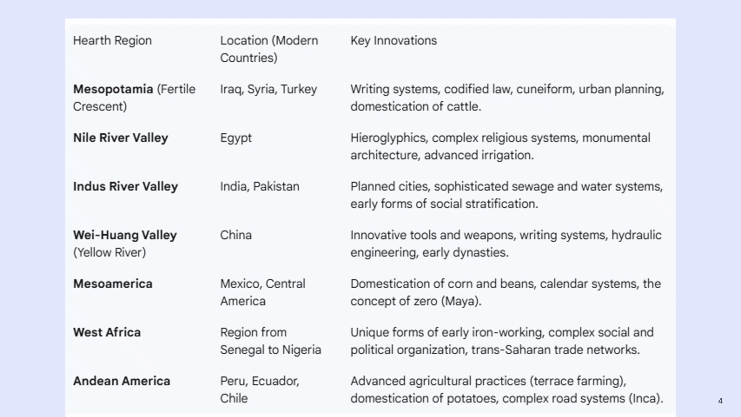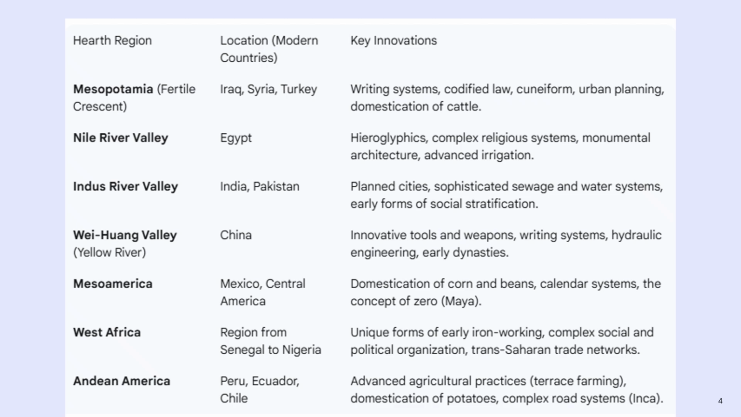We have the Weihuang Valley, or the Yellow River Valley in China, and this is where we find influence of innovative tools and weapons, a writing system, hydraulic engineering, and then some of China's earliest dynasties located in that region. When I lived in China, I lived in a city called Zhengzhou, which was one of the ancient capitals of China. And it is in this Yellow River Valley area, which is often called in China the cradle of Chinese civilization.